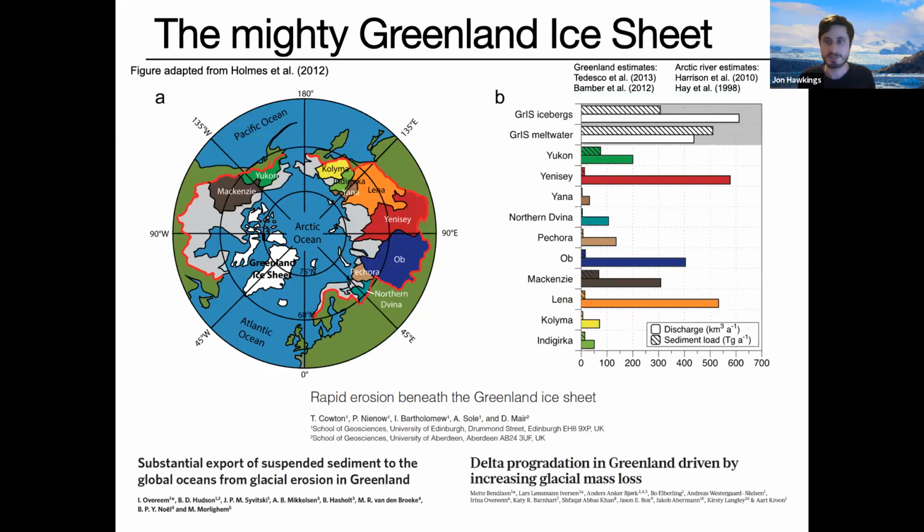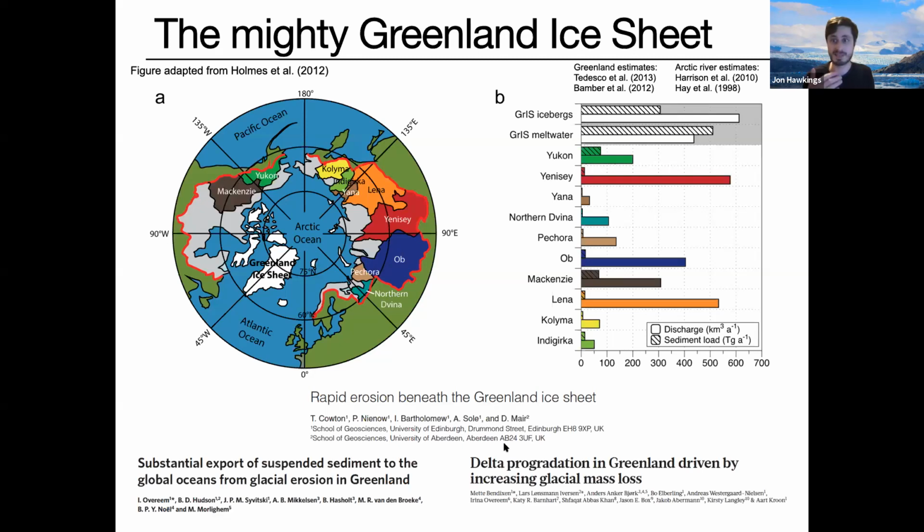So the mighty Greenland Ice Sheet, this is where it all really started with me, working with Gemma Wadham, my PhD supervisor, back in the early 2010s, I guess now. Greenland covers about 20% of land surface area in the Arctic, depending on what definition of the Arctic you use. It exports about 1,000 kilometers cubed of fresh water to the oceans every year. I don't need to tell everyone here that, but it also exports a huge amount of sediment.